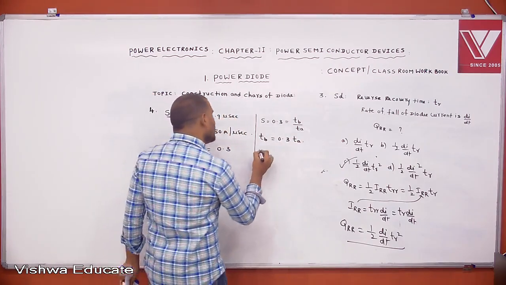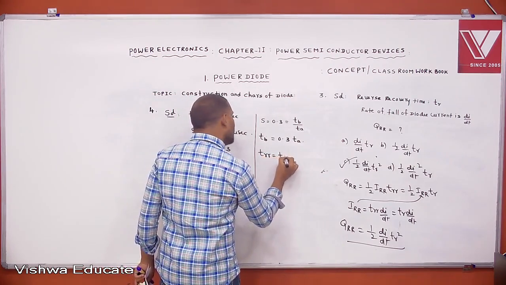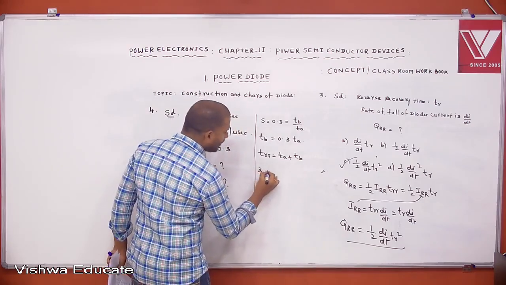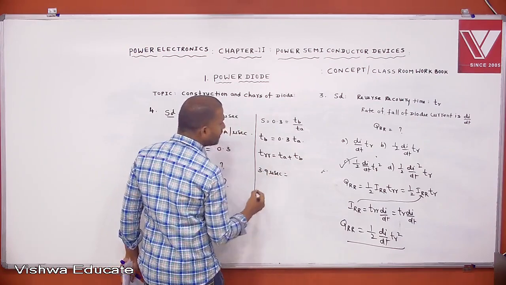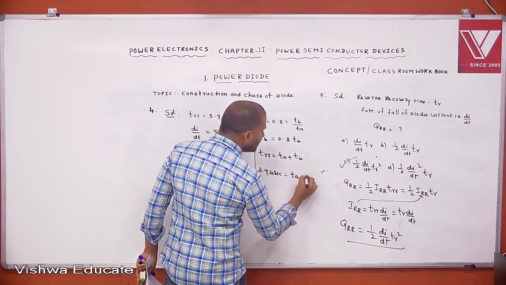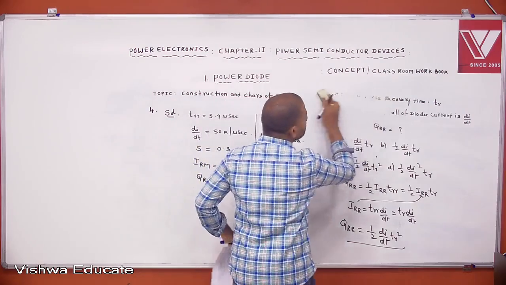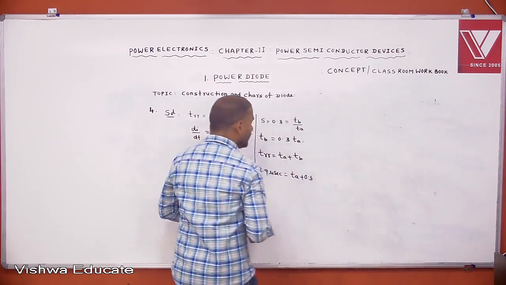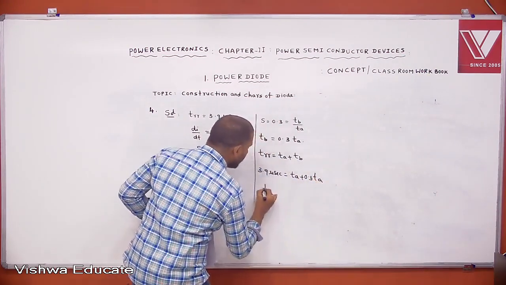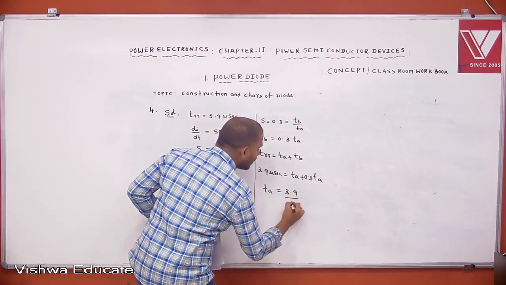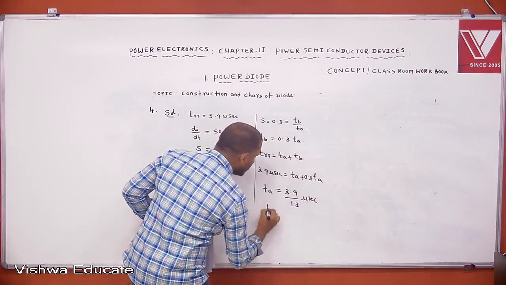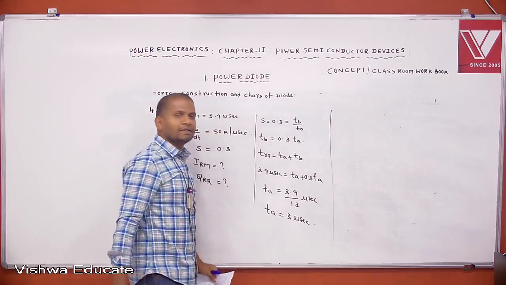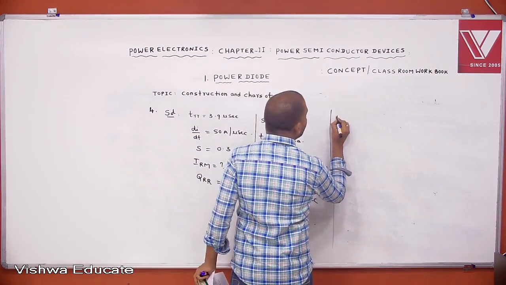Then what is TRR? TRR equals TA plus TB. TRR is 3.9 microseconds, so that is TA plus 0.3 times TA. Then TA equals 3.9 by 1.3 microseconds, so TA equals 3 microseconds. If TA equals 3 microseconds, then what is IRM equal to?